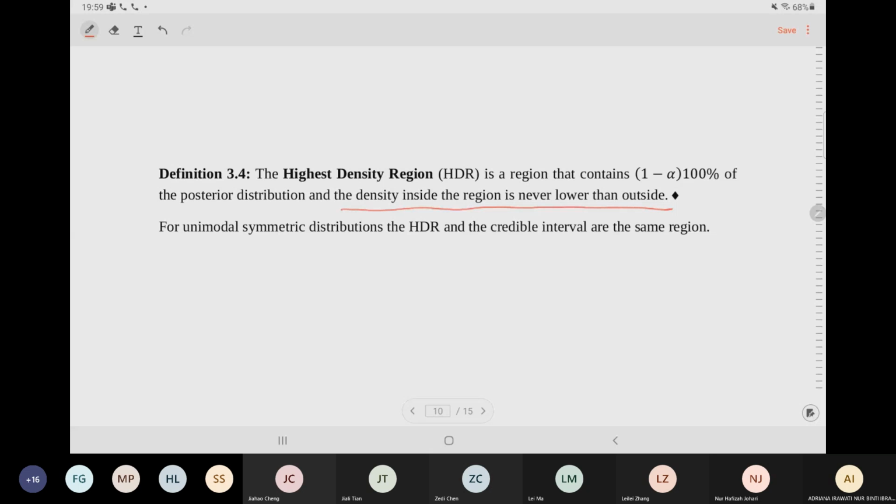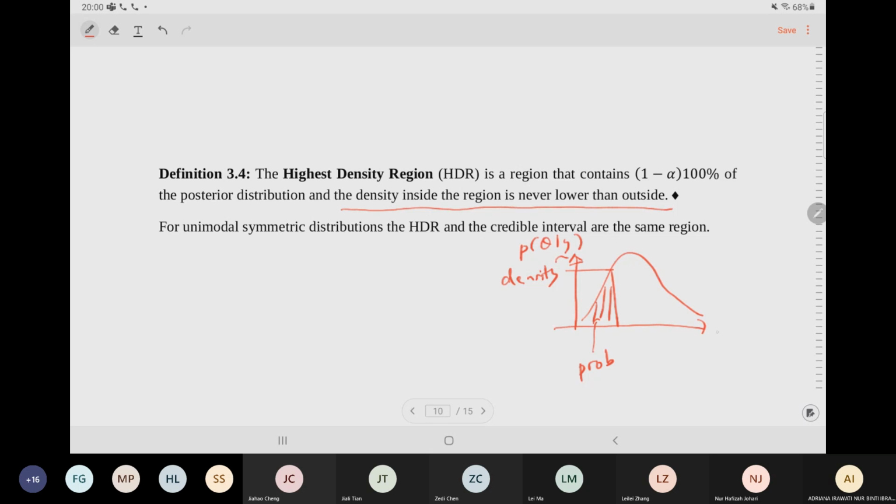When you say density, if you look at the graph, for example, you have this graph. The density is actually the value of your function. If you have your f(x), your posterior function, then the height of the graph is called the density. This is the density. But the area under the curve is your probability.